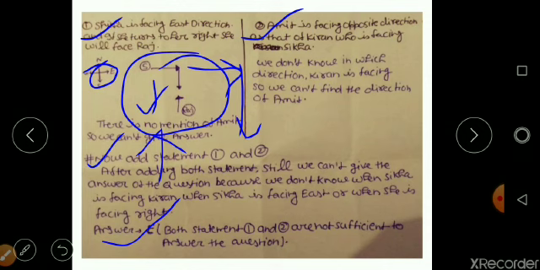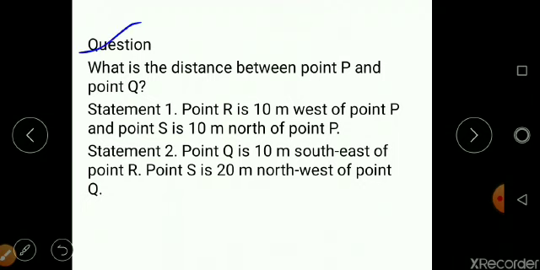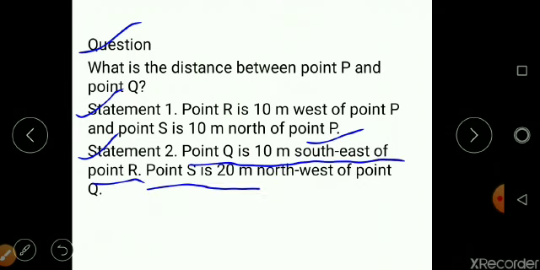Now question number 3. So this is question number 3. The question is, what is the distance between point P and point Q? So again two statements are given. Statement 1: point R is 10 meters west of point P and point S is 10 meters north of point P. And statement 2: point Q is 10 meters southeast of point R and point S is 20 meters northwest of point Q.